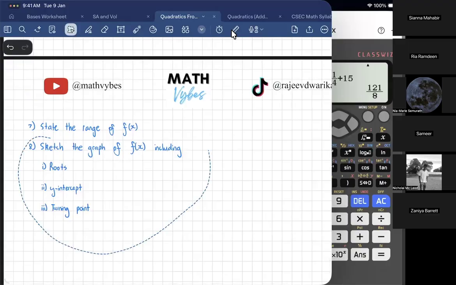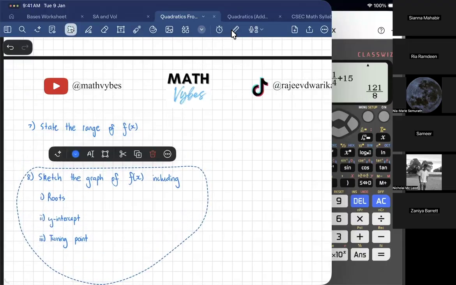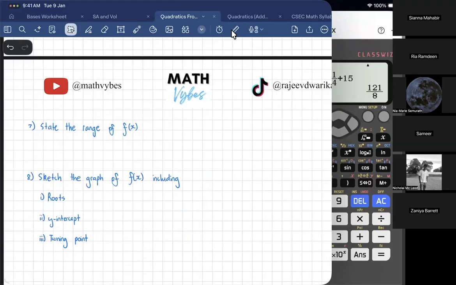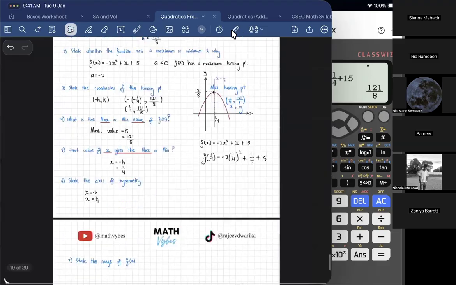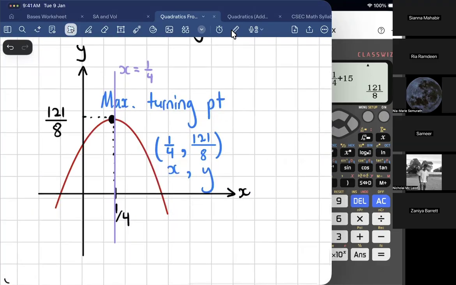Now they're asking us for the range of f of x. So they're asking us what range of values could my function output? When you look at this graph, does it look like there's a minimum value it goes up to or a maximum value? A maximum value. All right.